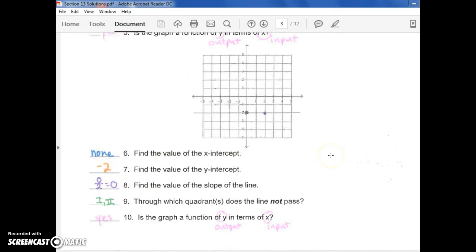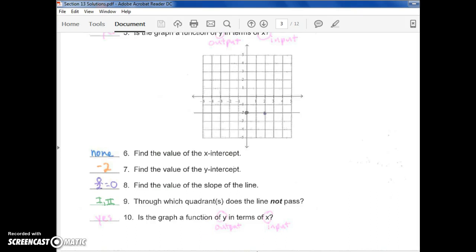Now when we look at the next graph, again 5 of the same questions essentially, we're looking now at a horizontal line, a little bit different. So this line right here appears to just stay flat the entire time. So that's going to change our answers a little bit. Question number 6 says find the value of the x-intercept. Well, I'm looking for where this line is going to cross the x-axis, and I just don't see it. It seems to be flat the entire time, and it definitely does not cross that x-axis. So there's none. We can't find that value.